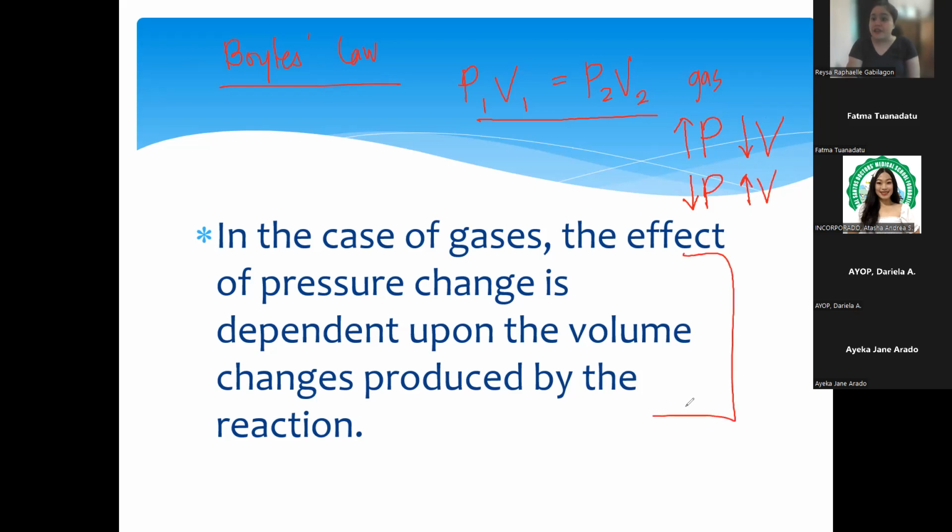Okay? In the case of gas, the effect of pressure change is dependent upon the volume change or volume changes produced by the reaction. So they go hand in hand, pressure and volume. Pag mag-change ang volume, automatic mag-change din ang pressure. Pag mag-change si pressure, that means volume is also changed.